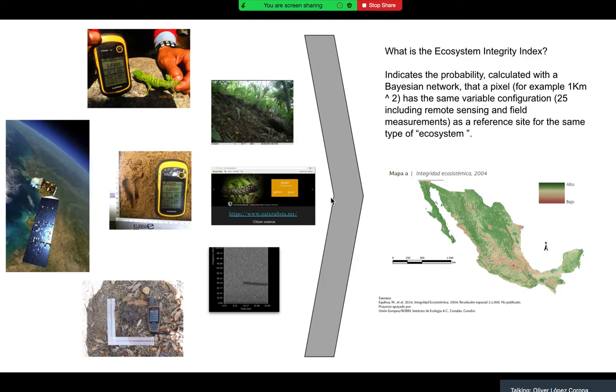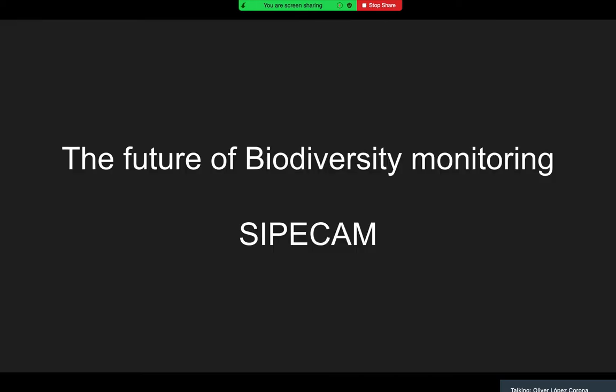And we use all this to feed a Bayesian network model that calculates the probability that a pixel in the territory has the same variable configuration as a reference site. And with this probability, we construct an integrity index that can be shown in a map, for example.